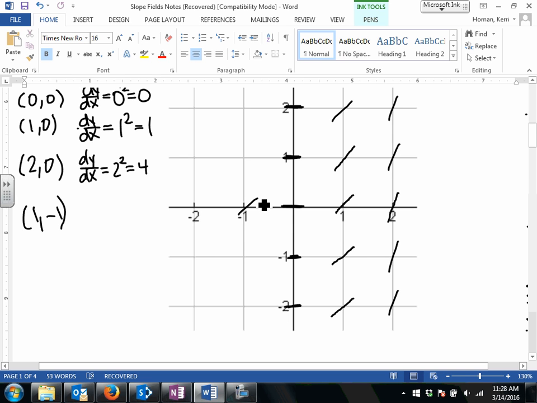Josh, negative 1, positive 1. Negative 1, positive 1? Mm-hmm.